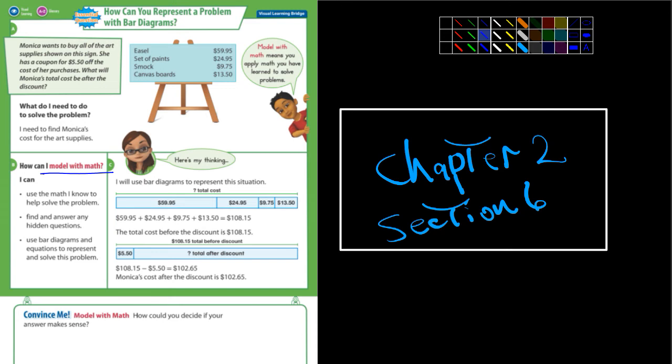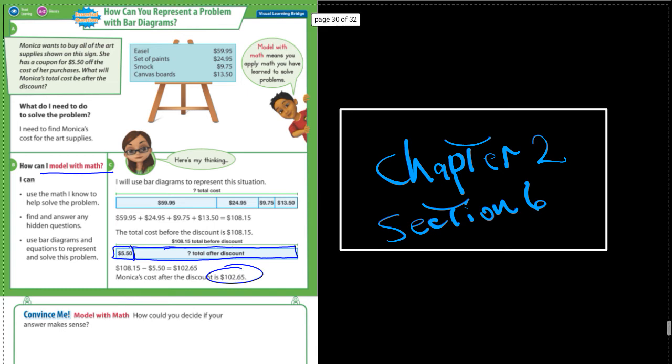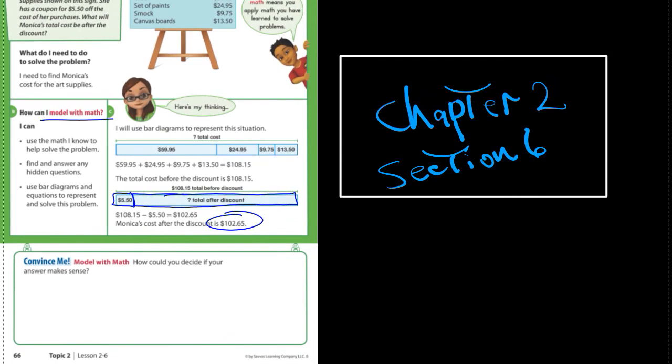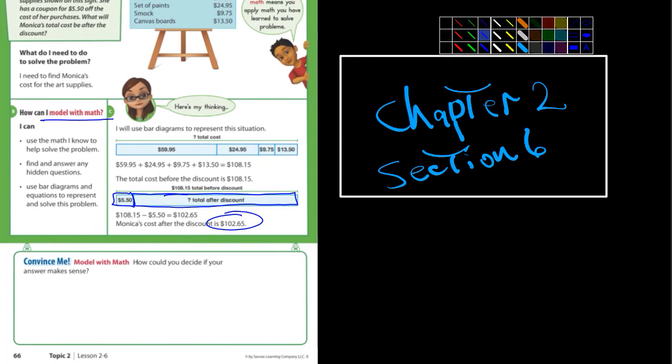Here's the total cost. This represents the total cost of everything that she has to purchase. And then you're going to subtract the $5.50. After you total all those and subtract $5.50, it's going to be $102.65. And then they ask the question here in the Convince Me, and I want you guys to do this one. It says, how could you decide if your answer makes sense?